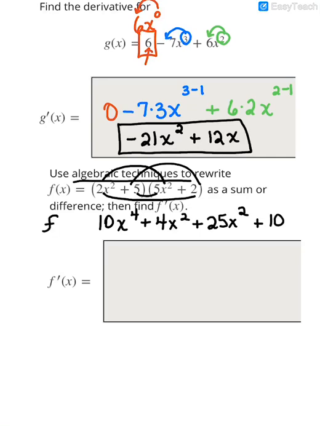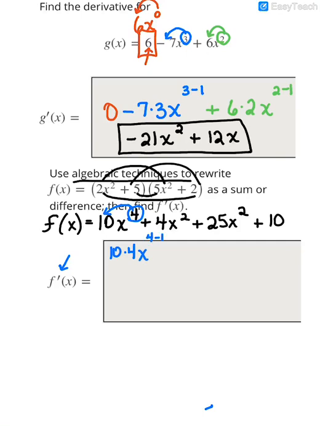Now, this is my original function f of x. So then they're asking me to find the derivative. Notice the notation for the derivative has the little prime symbol. And so I'm going to apply my power rule to each separate term. On the first term, when I pull the power to the front and multiply, 10 times 4, and then I'm going to decrease the power by 1, so 4 minus 1.